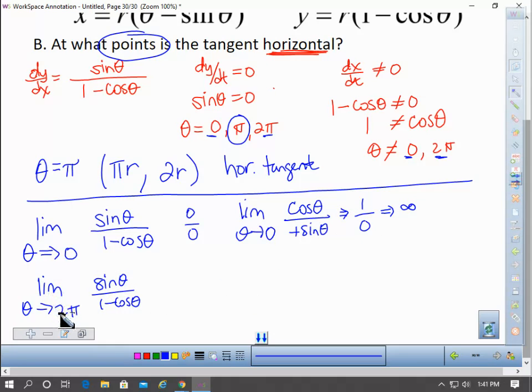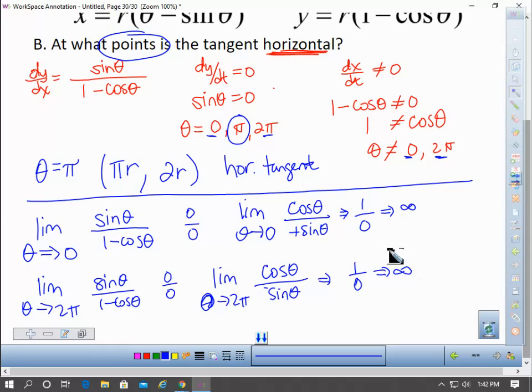And let's do the same thing down here for the 2 pi. I know when I put 2 pi in for both of these, I'm getting 0 on both of those. So I'm going to do L'Hopital's rule again. So as theta approaches 2 pi, L'Hopital's rule is taking the derivative of the top, the derivative of the bottom, and then I'm putting 2 pi in here, all right? So the cosine at 2 pi is 1. The sine at 2 pi is 0. 1 divided by 0 goes to infinity. Now, that's telling me that my derivative goes to infinity.